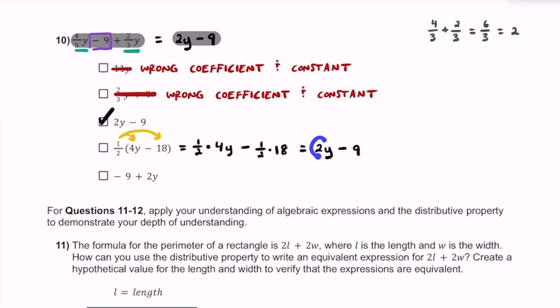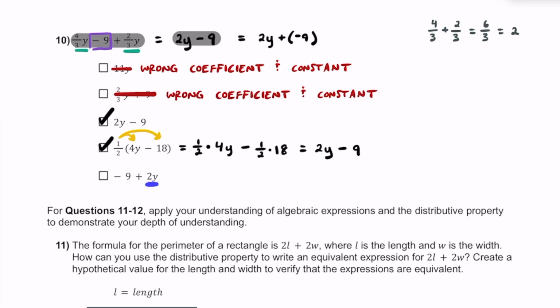So notice how our variable terms match here, as well as our constant terms. So this expression is equivalent. All right, finally for this last one, we have this -9 plus 2y. Notice this 9 here is technically a -9, right? If you were to rewrite this, this would be 2y plus a -9 if you add the opposite. So you've got to really just see what's going on here.